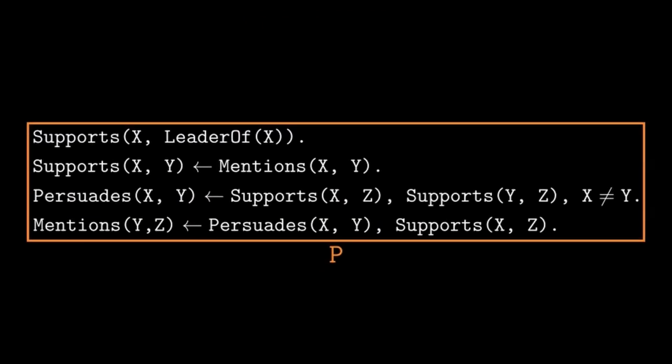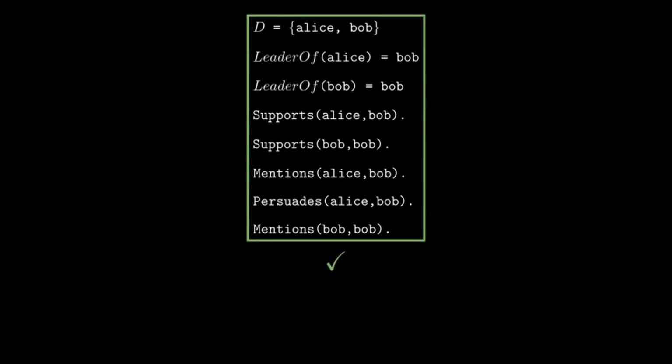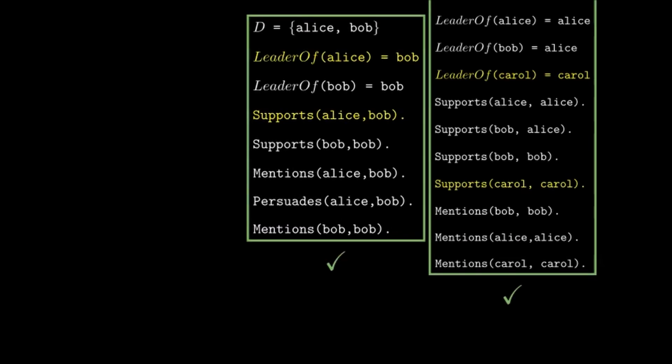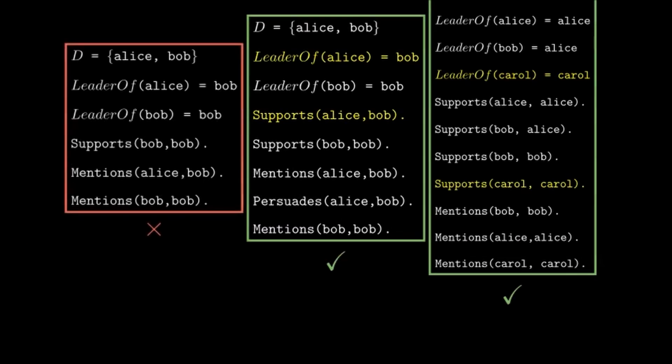Perhaps Alice and Carol, being more trusting, see recognition of a leader as a prerequisite for supporting that person. Bob, on the other hand, is rather distrustful. He does not believe that those who recognize him as a leader necessarily support him.